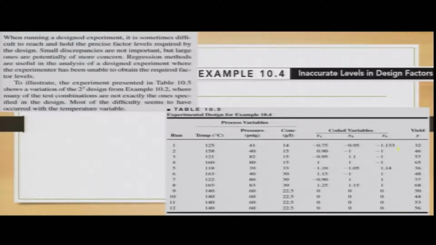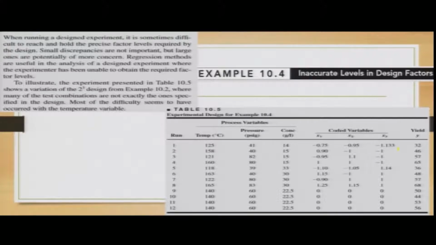Regression methods are useful in the analysis of designed experiments where the experimenter has been unable to obtain the required factor levels. To illustrate, consider an example where many of the test combinations are not exactly the ones specified in the design; most of the difficulty seems to have occurred with the temperature variable.